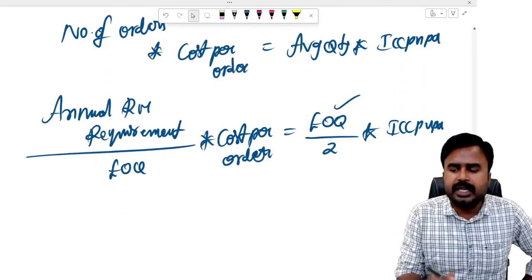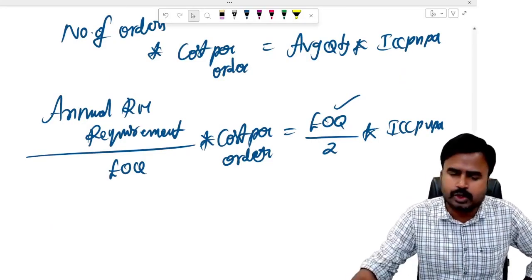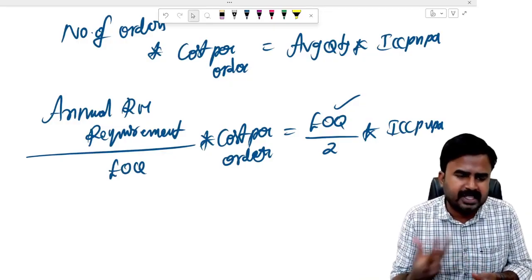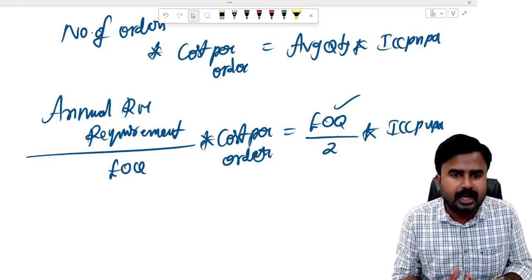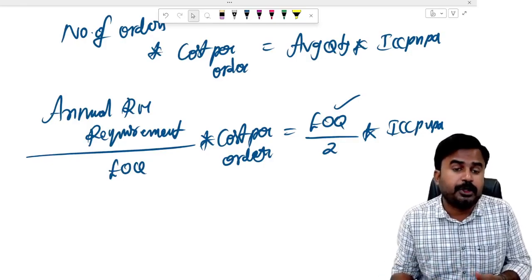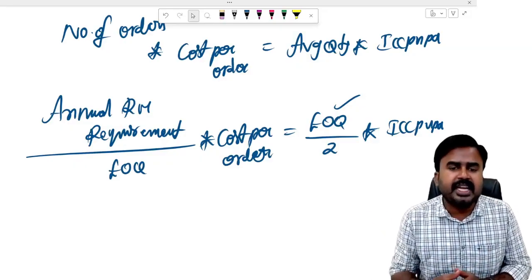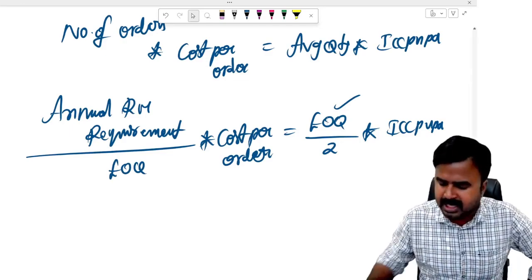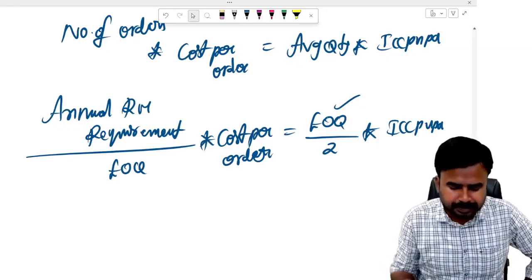For every unit, how much carrying cost you are incurring, such inventory carrying cost will be loaded with so many expenses: insurance cost, rent cost, losses, theft, pilferage, and other evaporations, normal losses, and then the interest cost or opportunity cost of funds blocked in stock of raw material. See, this inventory carrying cost can be expressed even in percentage terms also. You should remember that. Sometimes it can be given in rupee terms, sometimes in percentage terms.